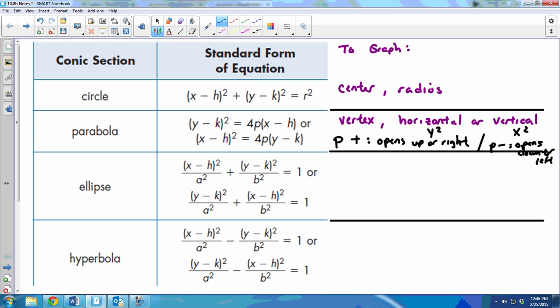You're going to have to rewrite these equations and put them in the standard form, inequalities, put them in standard form if you're going to want to be able to do all this. Questions about parabolas?